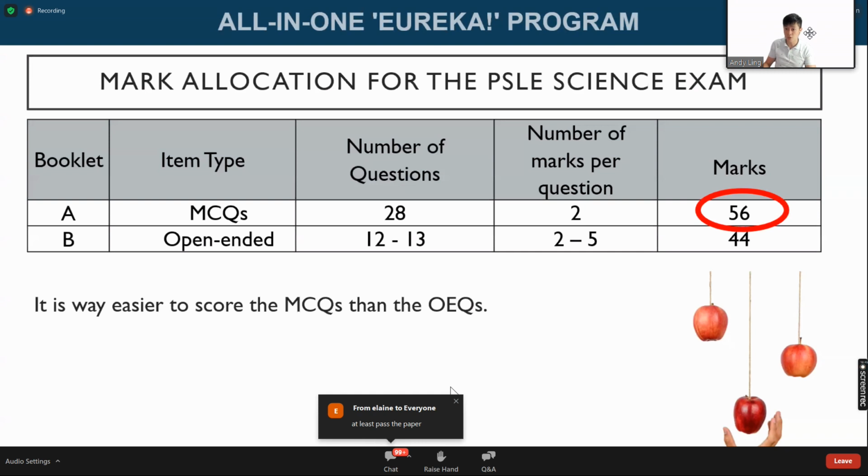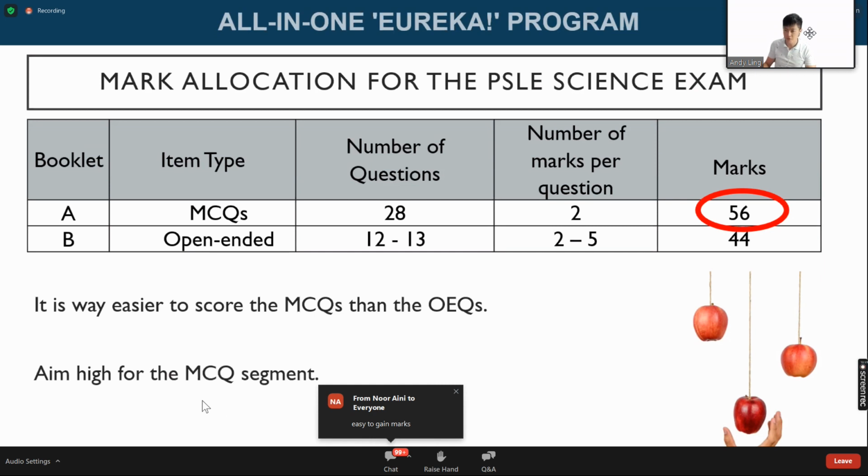It's not about at least passing the paper, Elaine. We want your child to do well for the paper. And to do well for the paper, we need to secure the low-hanging fruits. Exactly. Easy to gain, easy to get the marks. All right. Aim high for the MCQ segments.